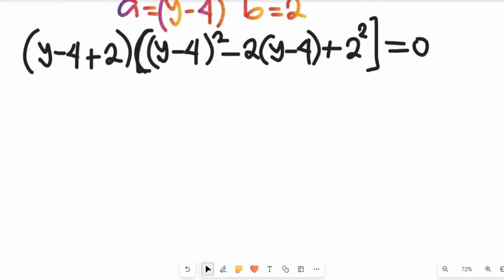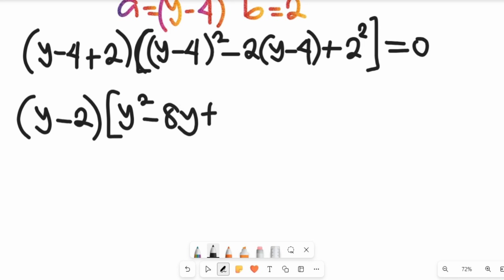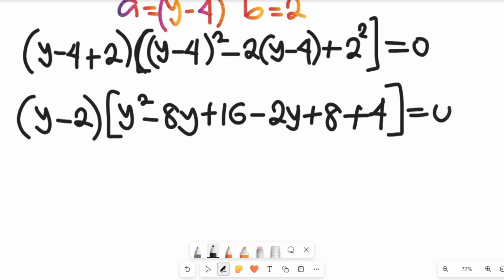Great. Now let's simplify further. To simplify further, you'll come to see that this expression will simply give us y minus 2, while this whole expression, let's expand that, we'll have y squared minus 8y, and this will give us plus 16, while this will give us negative 2y plus 8, because minus 2 multiplied by minus 4 is going to give us plus 8, and this will give us plus 4, and this whole thing will be equal to 0.